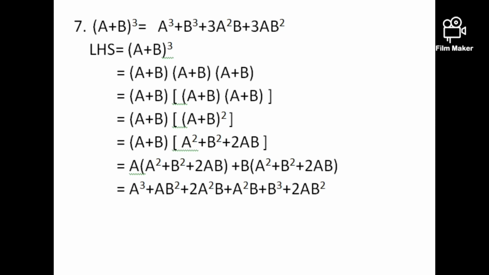Complete. After that a cube plus here is b cube plus here is a square b, here is a square b, that means here is 2a square b, here is 1a square b, that means 3a square b. 2 plus 1 equal to 3, 3a square b plus here is ab square and here is 2ab square, that means 3ab square. Proved.